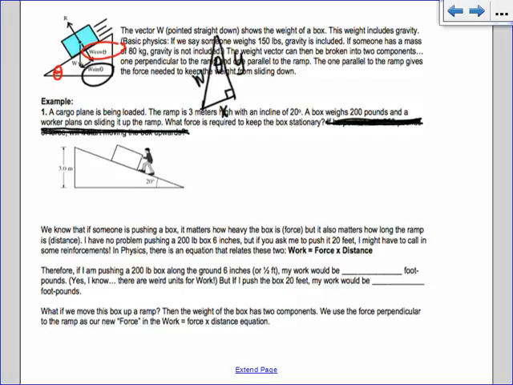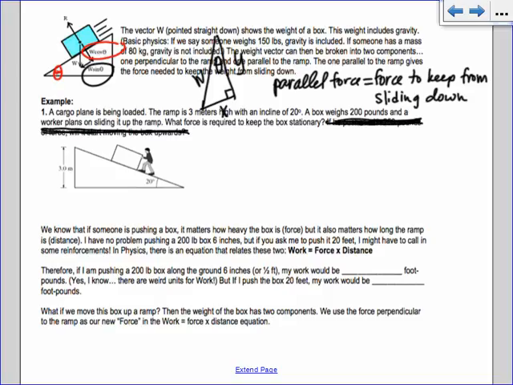Whenever we're talking about the force required to keep the box from going down the hill or the ramp, that ends up being the one that is parallel. So the parallel force equals the force to keep from sliding down. The perpendicular force is going to be used in just a little bit, so we'll talk about the parallel force first.